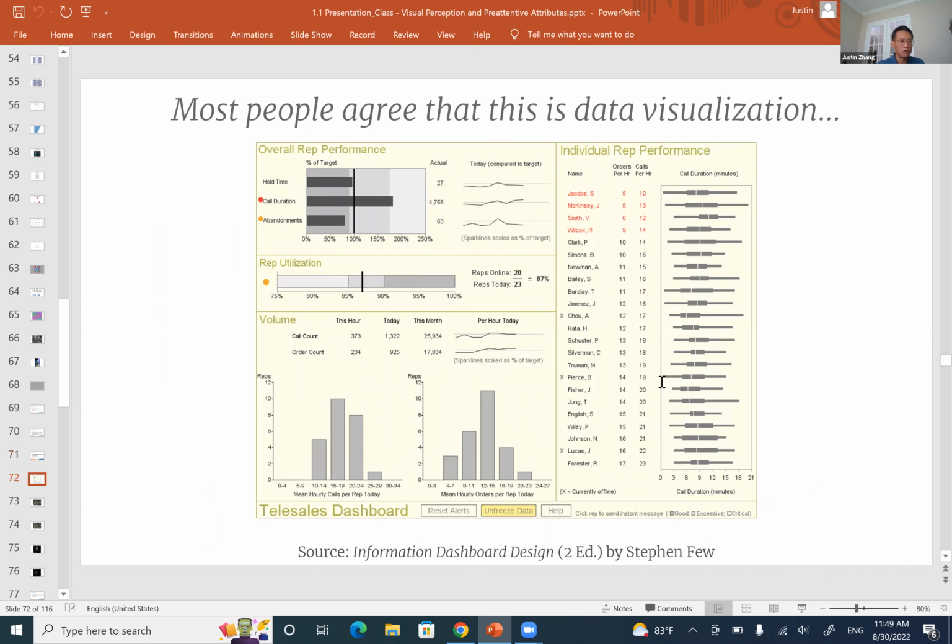So look at this example. Do you think it's a data visualization or not? Yes, this is indeed a data visualization. It's actually a dashboard featured in Stephen Few's book, Information Dashboard Design. So we will talk about dashboards later on in this semester.